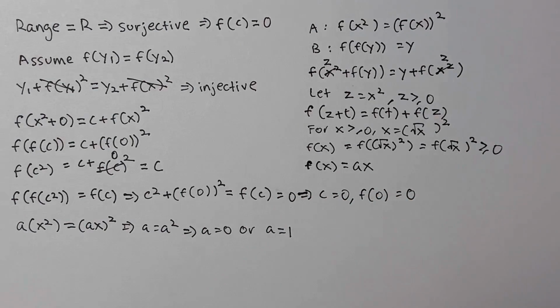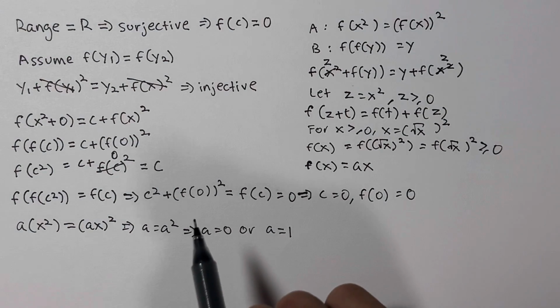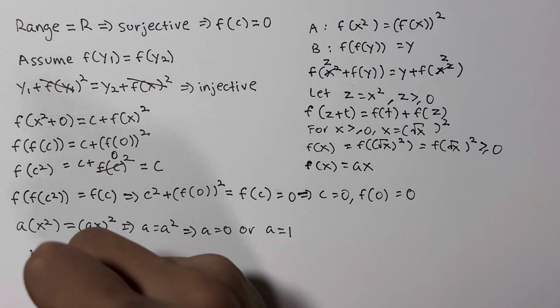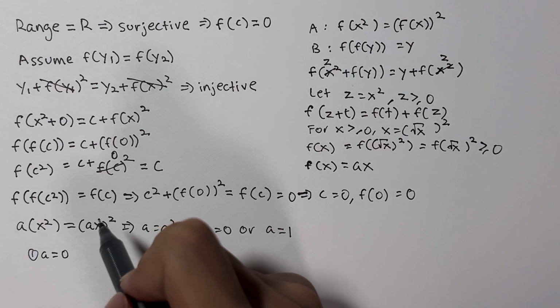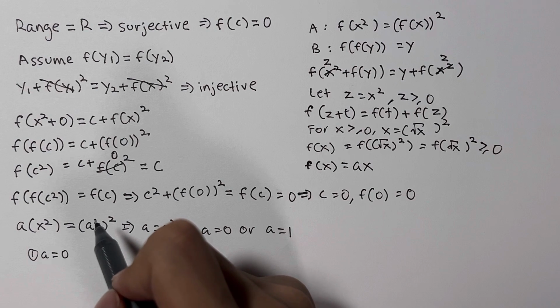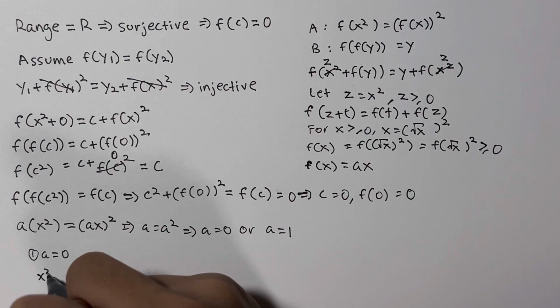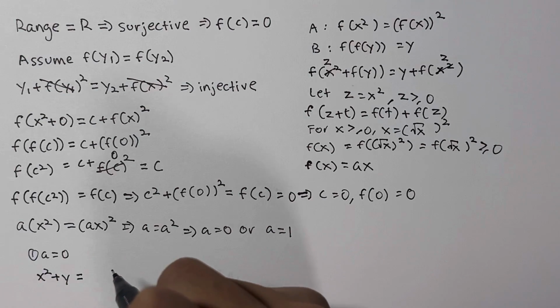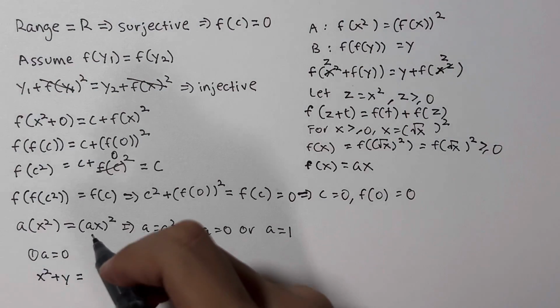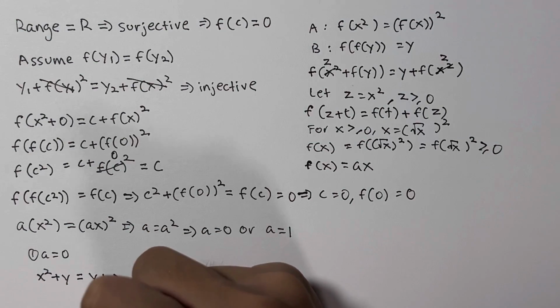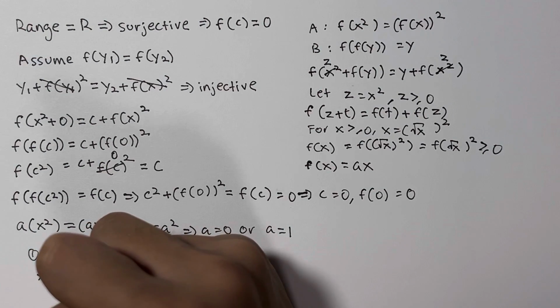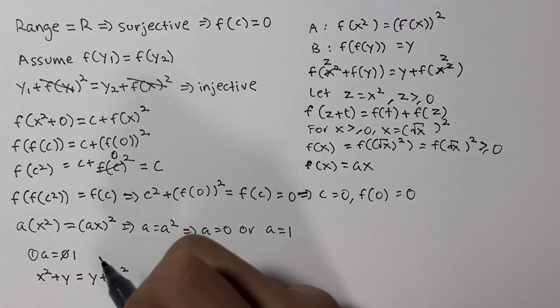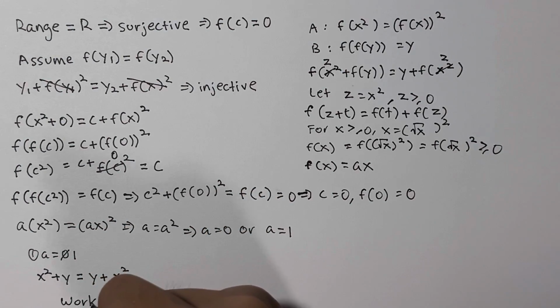The first case, a equals 0, then f(x) equals 0 for all x. We can check this in the original equation. For a equals 1, the left-hand side equals f(x²) plus f(y), which equals x² plus y, equal to the right-hand side, which is y plus f(x)² equals y plus x². So it works. We have found one solution.